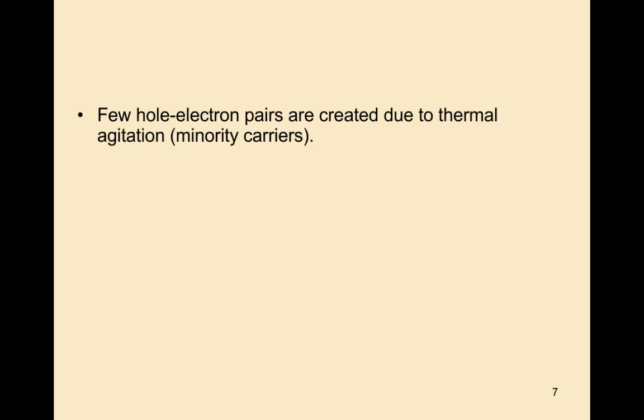A few hole-electron pairs are created due to thermal agitation. These are minority carriers. When we connect a diode in reverse biased mode, there is no movement of majority charge carriers from p to n side, but some electron-hole pairs are created due to thermal agitation. That means some minority carriers from the p side move to the n side, and some minority carriers from the n side move towards the p side.